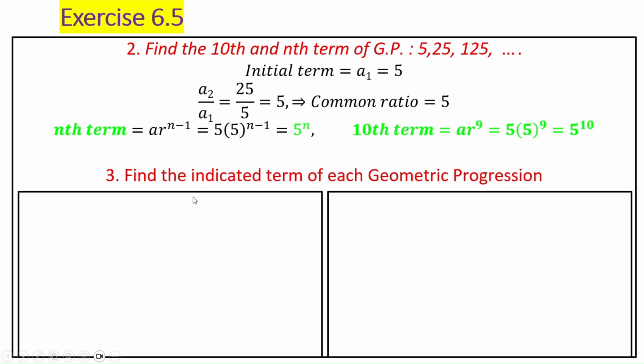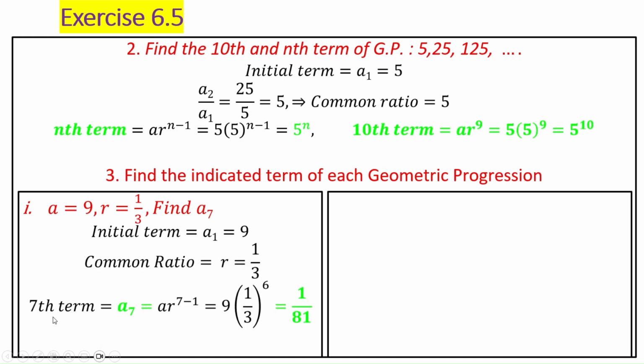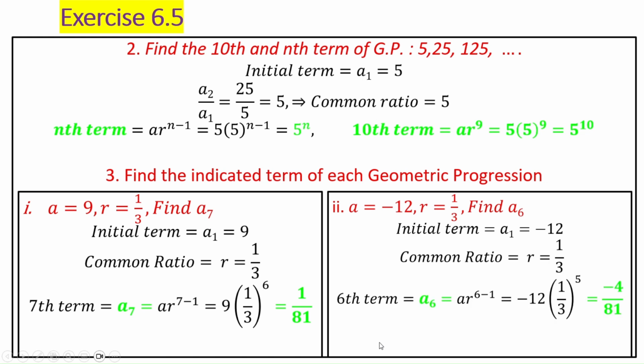Find the indicated term of each geometric progression here. Here a equal to 9, and a and r are given; basically the initial term and common ratio are given. You need to find a7. So a7 is a r to the power of 6. So 9 into (1/3) to the power of 6, that is 1/81. Similarly, the next one you can do yourself. That's the answer.